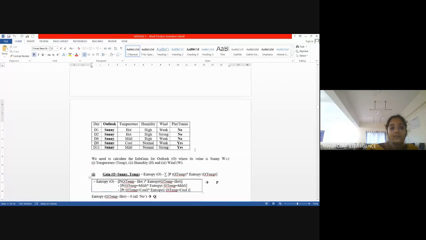So now what I have to do? Again, to write down the subnodes of Sunny. So what could be the subnodes? The next node of Sunny. That could be temperature, that could be humidity, that could be wind. I don't know. Now, if I do it with respect to Sunny, the remaining attributes, whichever has the highest info gain, that will be the subnode of what? Sunny. We need to calculate the info gain for outlook, where its value is Sunny, with respect to temperature, humidity, and wind.